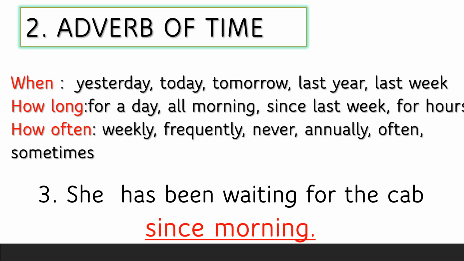Third example: She has been waiting for the cab since morning. Since morning is an adverb. Since morning tells us how long she has been waiting, from the morning until now. And since morning is an adverb over here, which I have underlined.